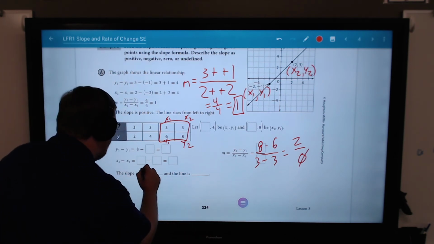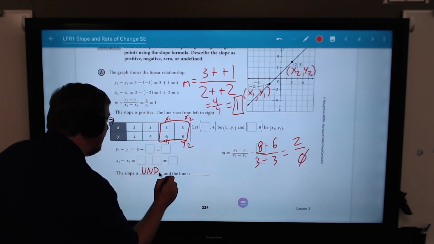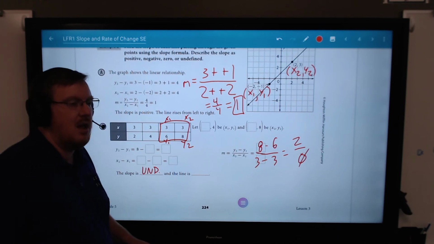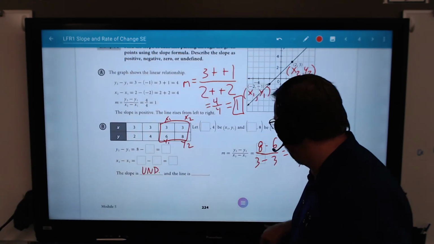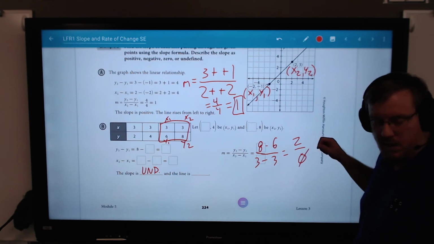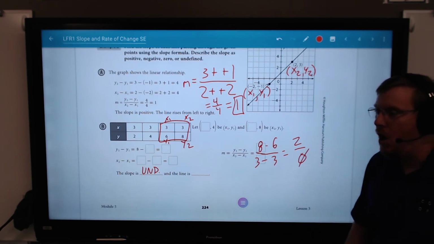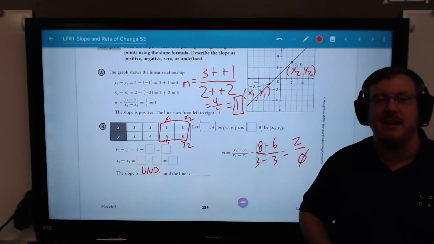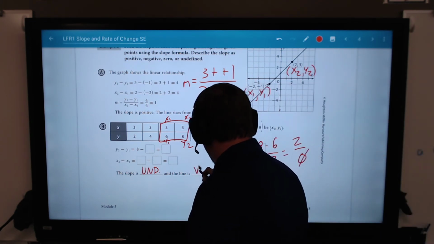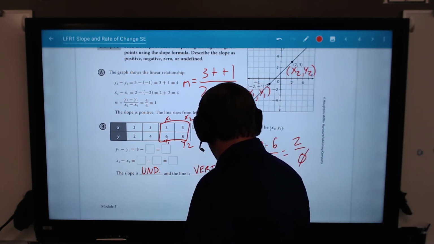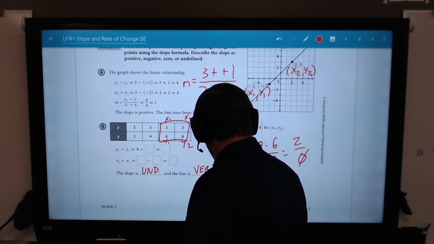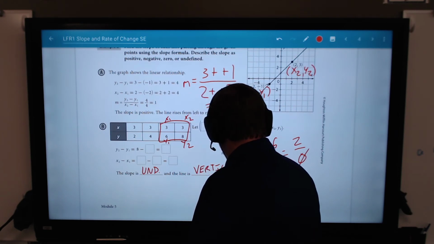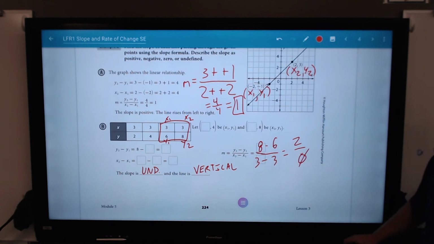That happens to be the type of slope this is. The slope is undefined. I'm going to shorthand UND, and when you have an undefined line, remember this is all rise with no run. All rise with no run. That is a vertical line. The line is vertical.